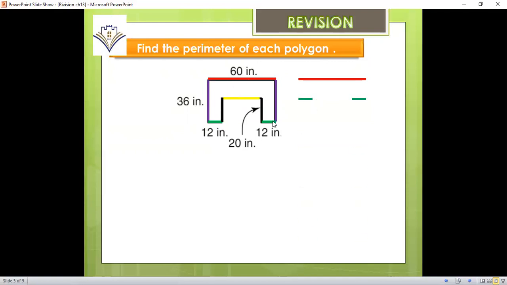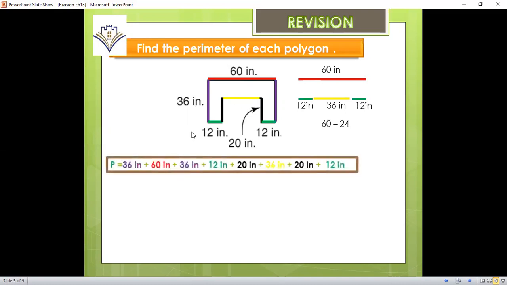This red line is equal to these two, green and the yellow. Then both lines are equal, then this line is equal to 60. And this green line is 12 inch, and this another 12 inch. The length of these three lines equals 60. Then the yellow line is equal to 60 minus the sum, 12 and 12 equal 24, then 60 minus 24 equal 36. Then the length of this yellow line equals 36.